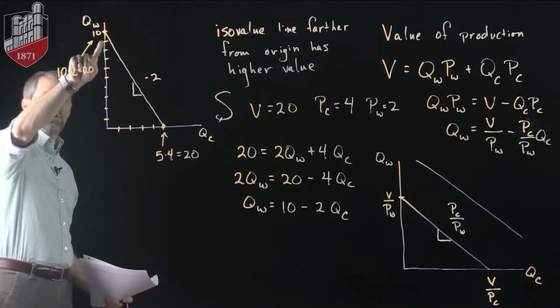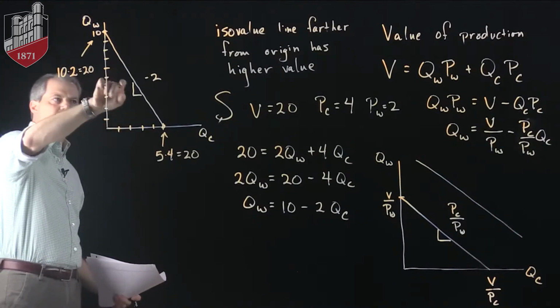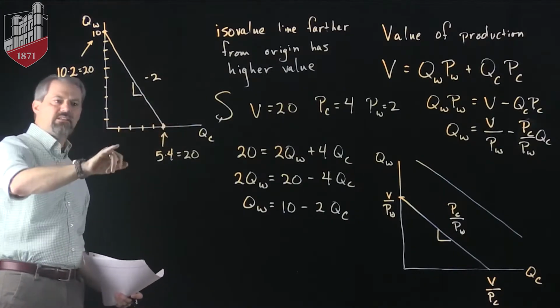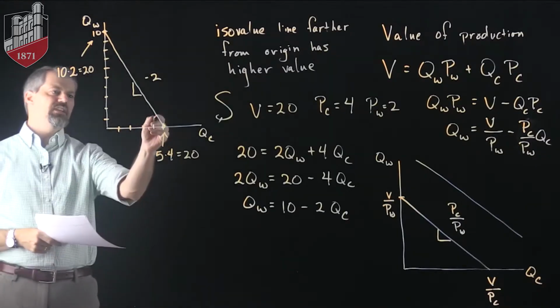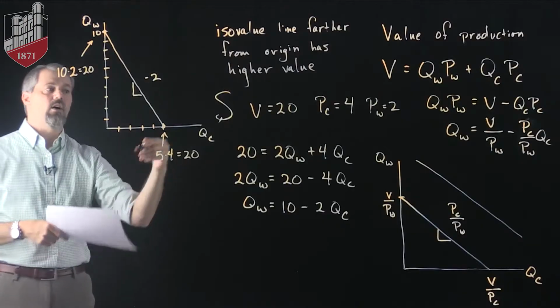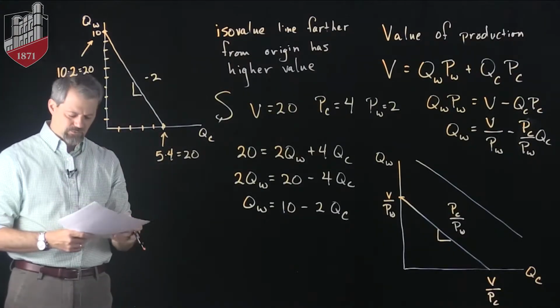You could choose any other point on here, and if you take that quantity, multiply it by the appropriate price, add to it the other quantity multiplied by the appropriate price, you'd see that any bundle on that line also has a value of $20. It's a line of equal value, okay?